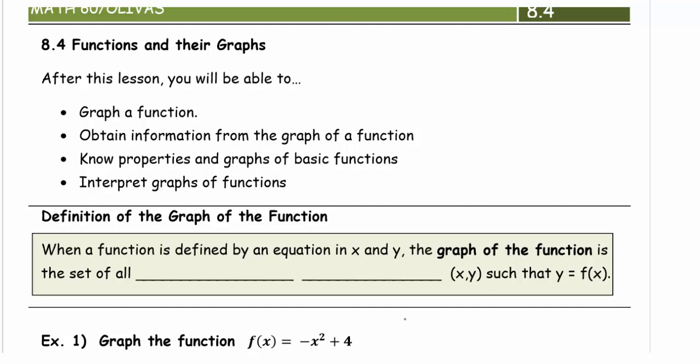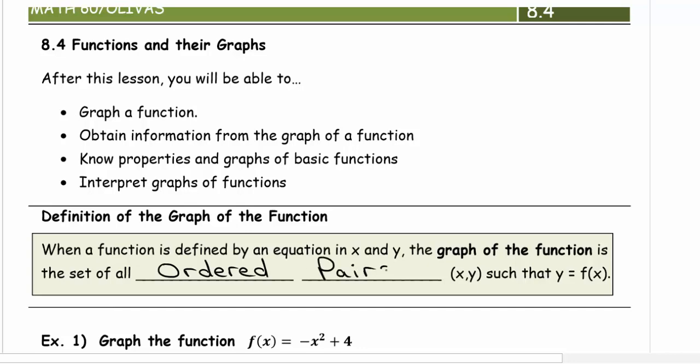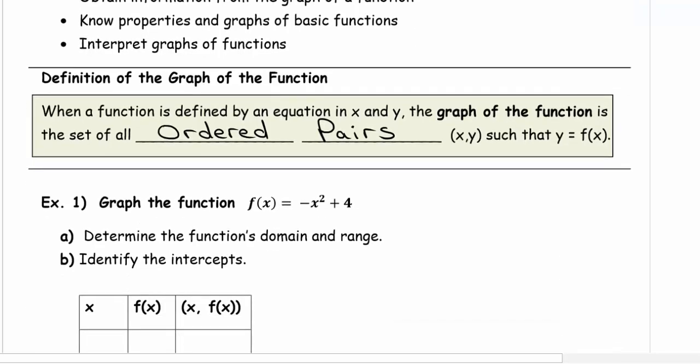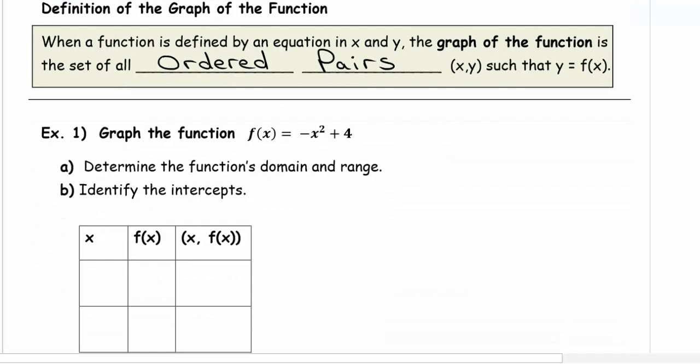When a function is defined by an equation in x and y, the graph of the function is the set of all ordered pairs x comma y such that y is equal to f of x. We're going to start off by graphing f of x is equal to negative x squared plus 4.